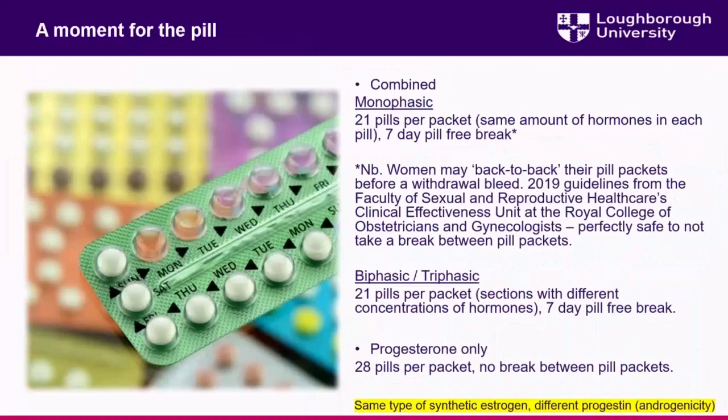Just going to speak about the pill for a second because there's a few different ones, and I think this is the one that most of you will come across most often. So there are a few different types. Within our combined preparations, we have different types even within that. So this is why it gets quite complicated. So we have monophasic, and this is why you have 21 pills that deliver the same amount, i.e. mono, of hormone in each pill.